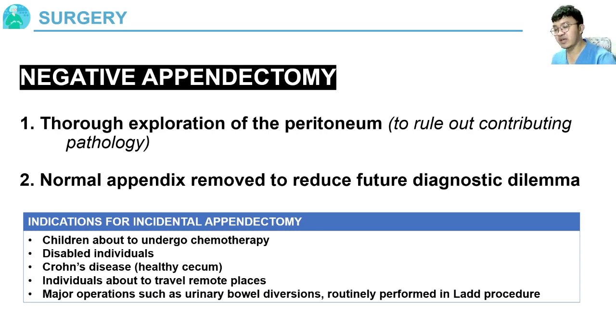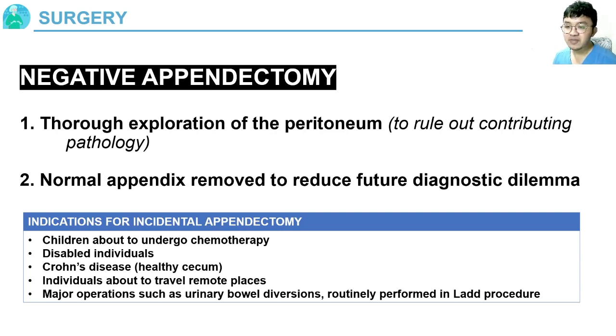So again, if you open the abdomen and find no appendicitis, explore. If you don't find anything, what you should do next is remove the normal appendix. Why? Because if the patient again has pain later on in the lower quadrant, then you can safely say that it's not due to the appendix, but due to an underlying pathology. Then you work up the patient some more.